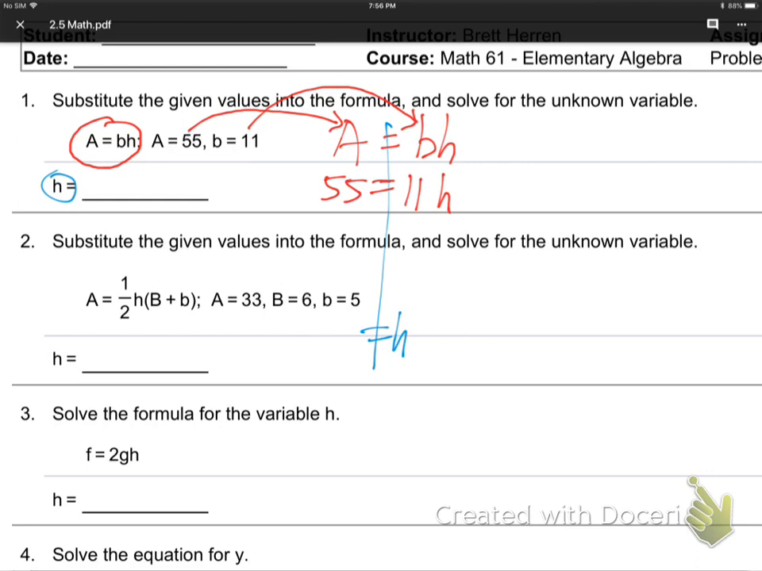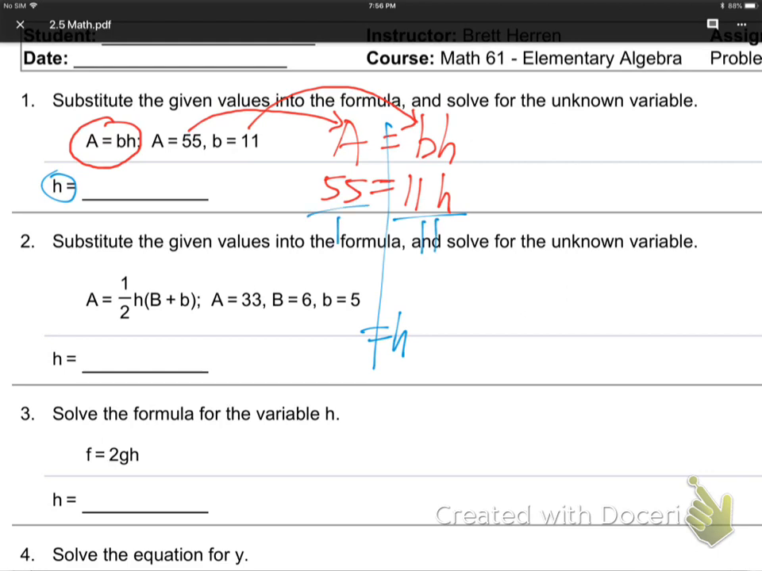How do we get the H alone? We've got to get rid of that 11. Should I subtract the 11? It's not subtraction, is it? Multiply. Yeah, that's times, so the opposite is divide. We always do the opposite. If the 11 was added to the H, I would subtract it away. But it's right next to the H, which means times. The opposite of times is divide.